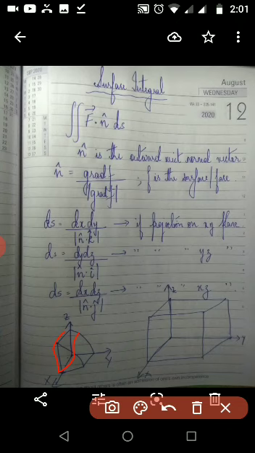Okay, so this is how you would actually have to work with surface integrals initially. Based on this, you'll have to do a theorem called Stokes theorem, and later on you will do something called the divergence theorem. So I will send that to you all.